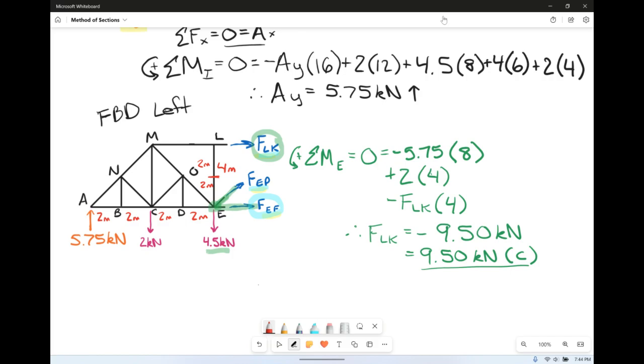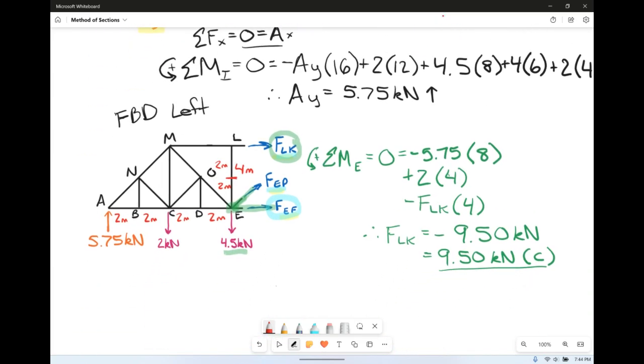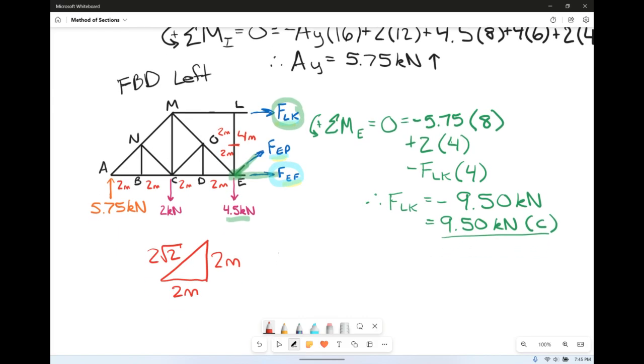And to do that, we're going to need to figure out some information about force EP. So just a little note about EP here. If we're looking at it, we've got 2 meters vertically, and from EF we've got 2 meters horizontally. So we can actually find the length of EP, right? So we have 2 meters vertically and 2 horizontally, and we know that a triangle in this situation would be a 2 square root of 2 for the length. So EP's vertical component is going to be 2 over the square root of 2.